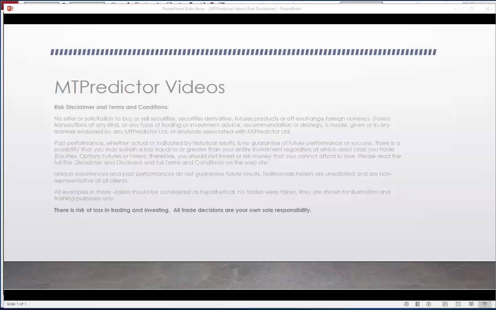But before we look at any charts, I'd like to start with our risk disclaimer and just remind you that all examples in these videos should be considered as hypothetical. No trades are actually taken, so they're only shown for illustration and training purposes. Also remind you all that there's risk of loss in trading and investing. All professional traders know that losses can and will and do happen. And we'll be looking at a few losing trades in the video as well. Also, all trade decisions are your own sole responsibility.